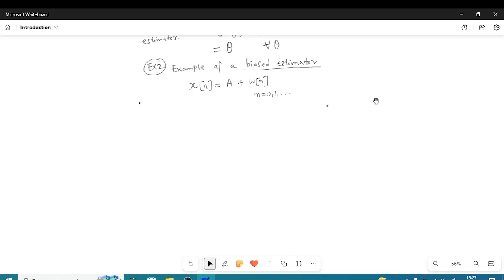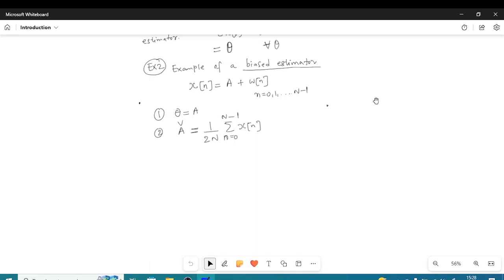Now, point number 1 is our unknown is A, and let's say the estimator, suppose I call it A tilde, the estimator is 1 over 2n summation of xn. So this is our new estimator. Earlier it was A hat, so now it is A tilde.